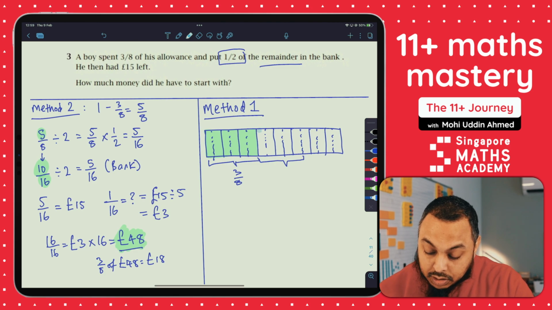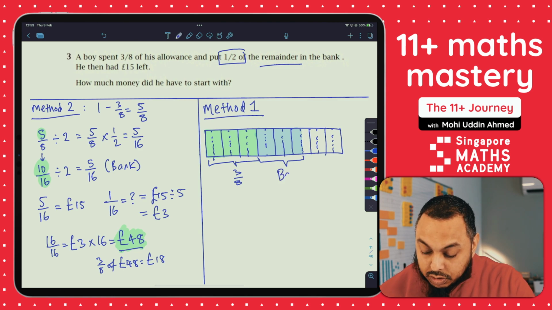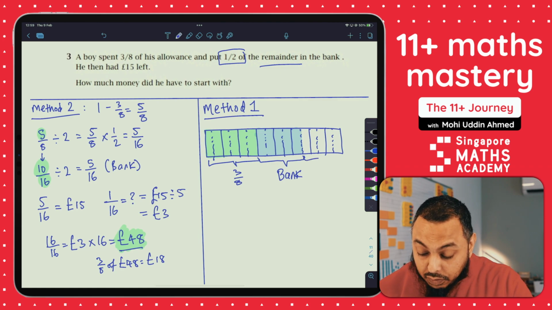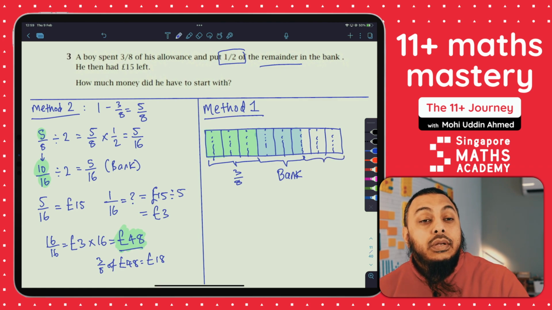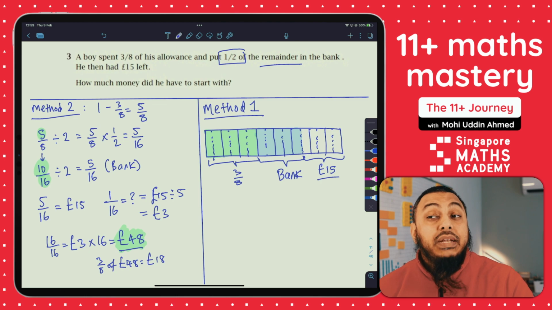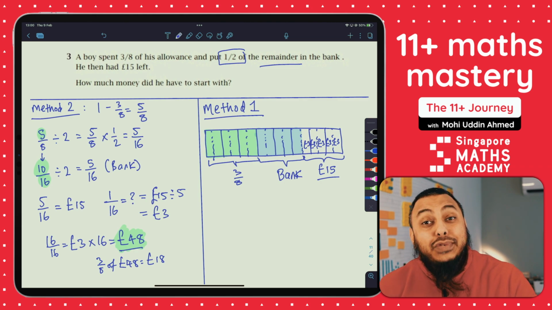Okay, so I'm going to show that. 1, 2, 3, 4, 5. I think that's about right. There you are. That's given to the bank. And so I've colored that in, which I don't need to, but just for clarity for you, that's gone to the bank. And I know I've got 5/16 left. And I also know it says in the question, I've got £15 left. What does that mean for each part now? Each part must be £3, right? That's £3, that's £3, 3, 6, 9, 12. Yeah, it works. £15, 5 equal parts, £3 each, £15, right?